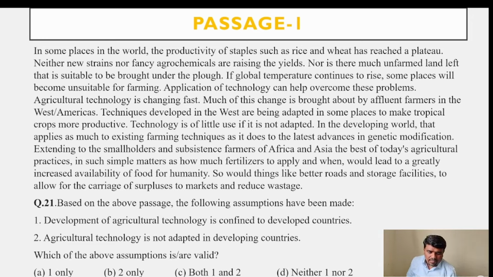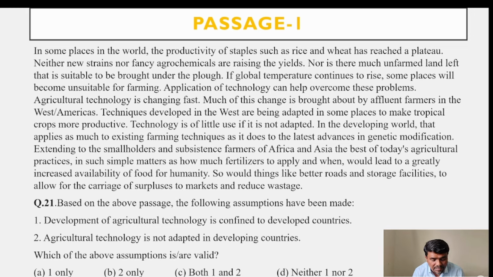Passage. Read the passage. In some places in the world, the productivity of staples such as rice and wheat has reached a plateau. Neither new strains nor fancy agrochemicals are raising the yields, nor is there much unfarmed land left that is suitable to be brought under the plough. If global temperatures continue to rise, some places will become unsustainable for farming. Application of technology can help overcome these problems.